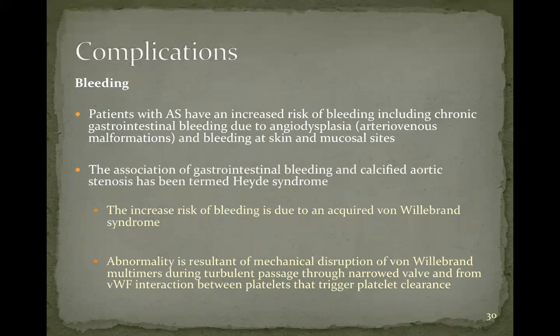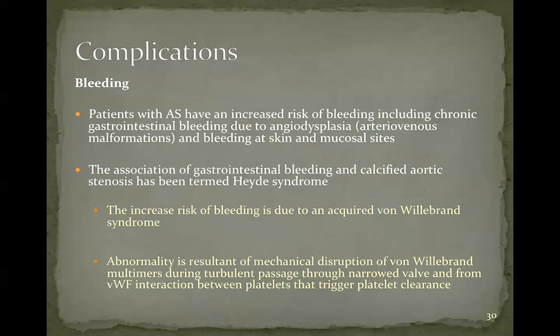Another complication is bleeding. This is something that you likely will be tested on in your in-service or cardiology boards, or just be pimped about by one of our attendings. Patients who have aortic stenosis are at increased risk of bleeding due to chronic gastrointestinal bleeding from angiodysplasias. You'll also see some bleeding at the skin and mucosal sites. The association of gastrointestinal bleeding and calcified aortic stenosis has been termed Heyde syndrome.